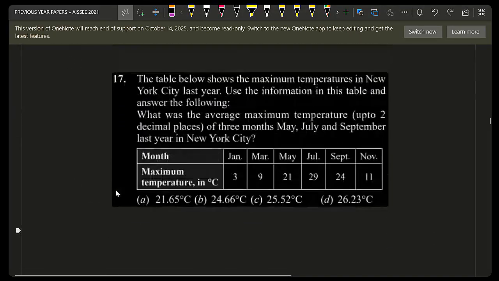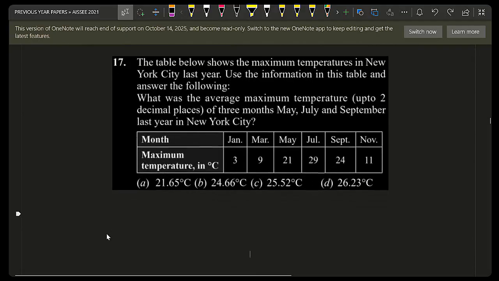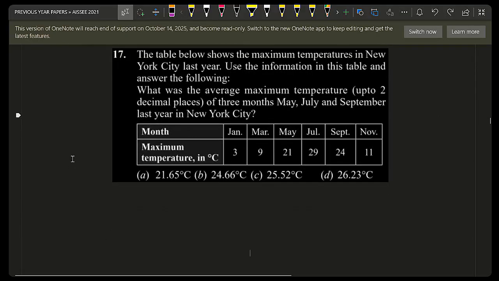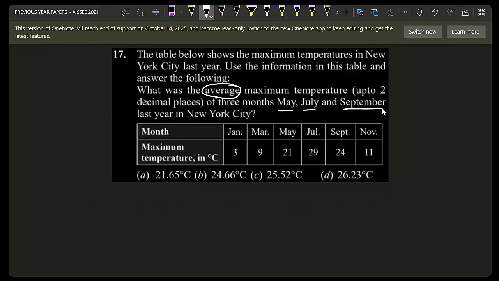Okay, we'll move to the next question, that is the 17th one. The table below shows maximum temperatures in New York City last year. Use the information in this table and answer the following. What was the average maximum temperature up to 2 decimal places, of 3 months, May, July, and September last year in New York City? So they're asking average again. Same paper average, we already solved 3 questions. This is the 4th question. Now, which months do we want? May, July, and September. May month, the maximum temperature is 21. July month, 29. And September month, it is 24.